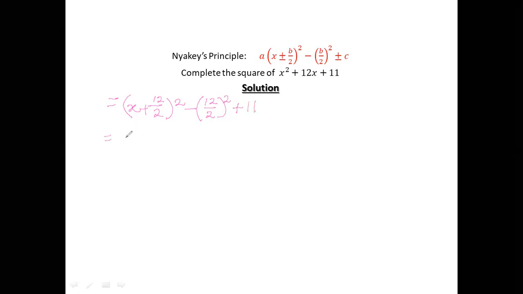You can simplify 12 divided by 2, which will give us 6. Then you can simplify the bracket. 12 divided by 2, 6. Plus 11. Take note that whatever you write here will show up here. Have you seen that? And both of them have squares, and that is beautiful about the NYAKEY'S principle. Now, let's continue.